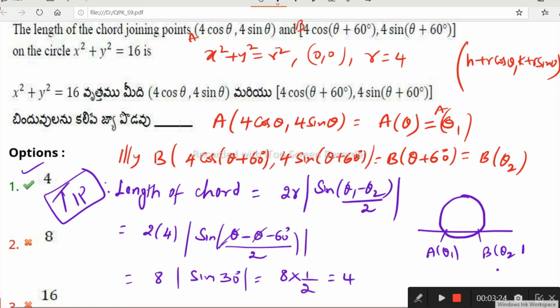Clear? So simple. You just have to know this tip for finding the length of the chord when the ends are parametric angles theta 1 and theta 2. You have to remember it. When the line is not given and parametric points are given, remember this tip.